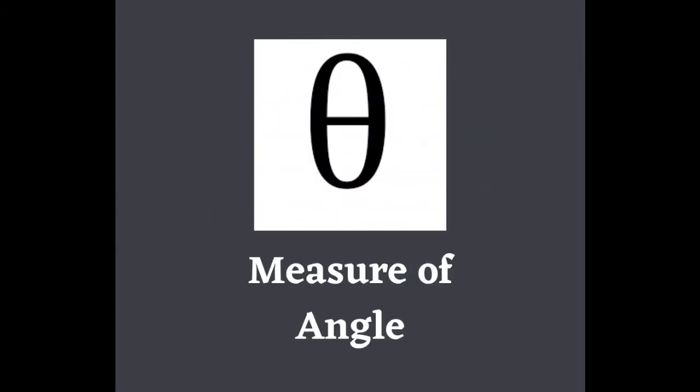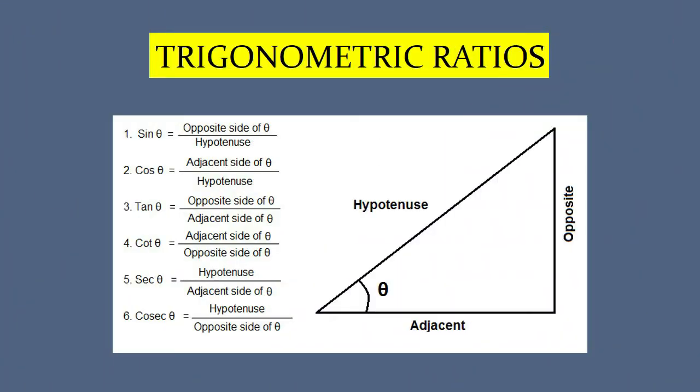Here the angle is considered as theta. Theta is just the measure of the angle. So what is sine theta? Sine theta is opposite side upon hypotenuse. Cos theta is adjacent side upon hypotenuse. Tan theta is opposite side upon adjacent side. Cot theta is adjacent side upon opposite side. Sec theta is hypotenuse upon adjacent side. Cosec theta is hypotenuse upon opposite side.